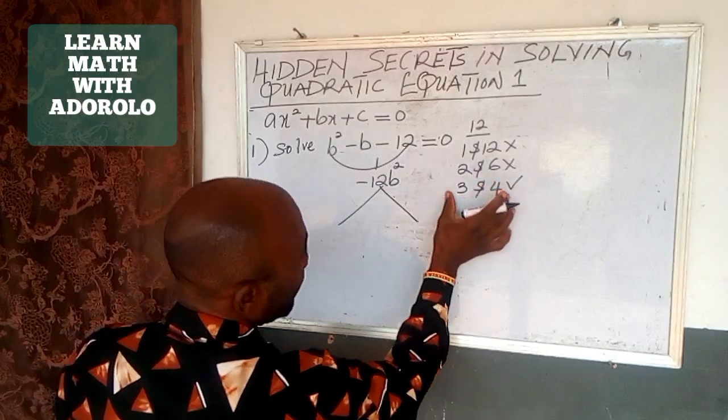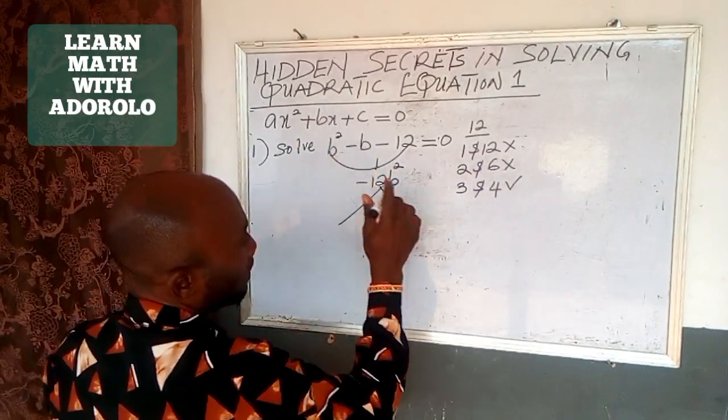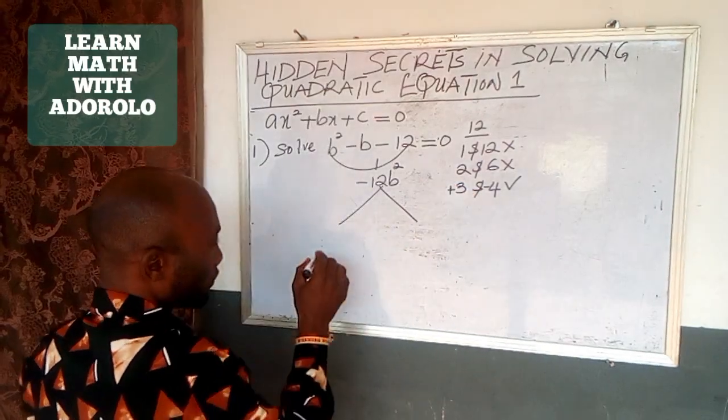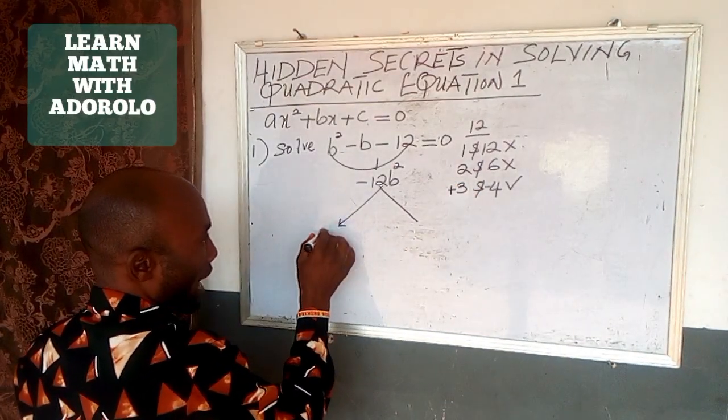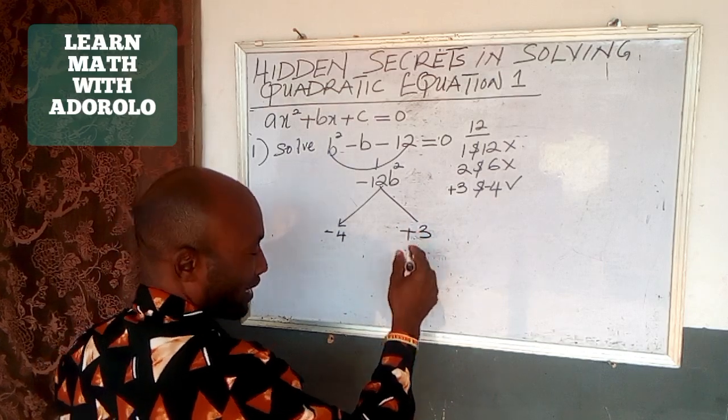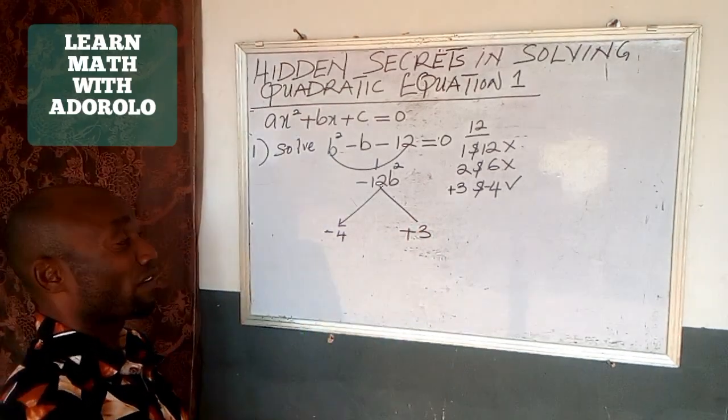How will you deal with 3 and 4 to give you minus 1? It's for the big number to take negative and the small number to take positive. So bring minus 4 and plus what? 3. So quickly, very simple, you have arrived at the answer.